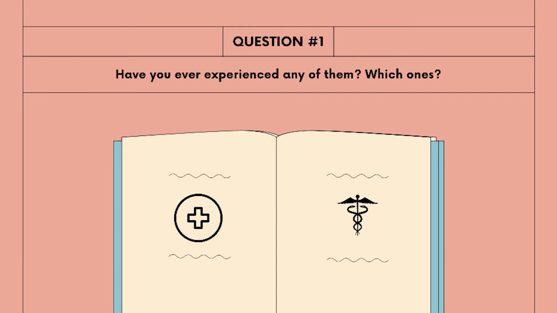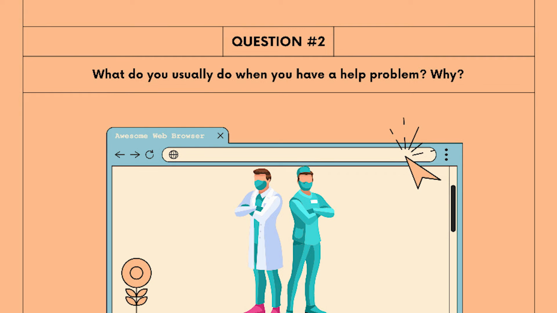Have you ever experienced any of them? Which one? The next question is, what do you usually do when you have a health problem, and why? In fact, in these cases, your first step should be to reach out to a crisis line or helpline. It is free and confidential support if you are in distress or crisis. If you are experiencing a medical emergency, then you should call 911 or your local emergency number.